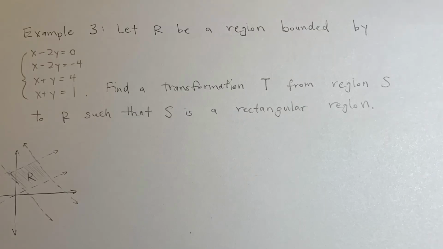Example 3. Let R be a region bounded by x minus 2y equals 0, x minus 2y equals negative 4, x plus y equals 4, and x plus y equals 1. Find a transformation T from region S to R such that S is a rectangular region.